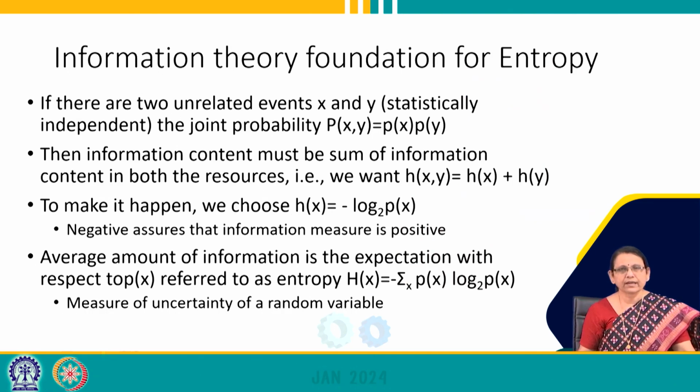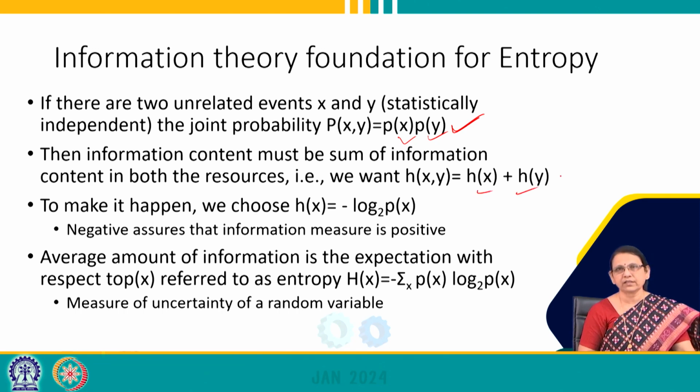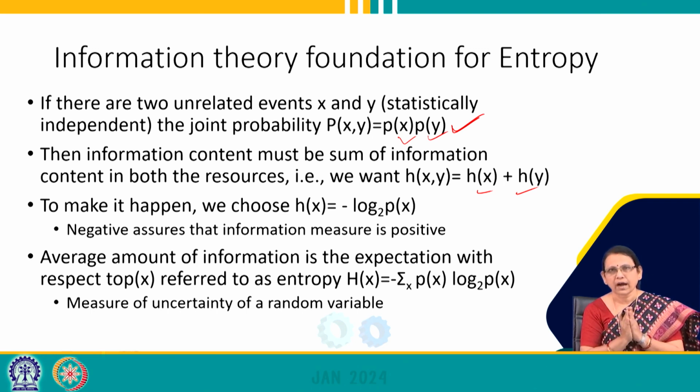So, if there are two unrelated events x and y, in this case attributes, and they are statistically independent, then their joint probability of having x and y together is Px times Py. Then the information content must be the sum of these two, because they are independent of each other. They are providing some information independently, so it has to be added together.